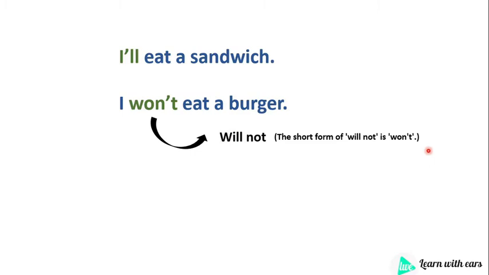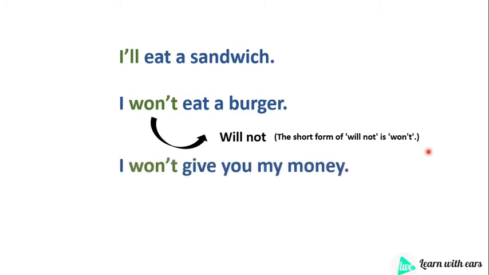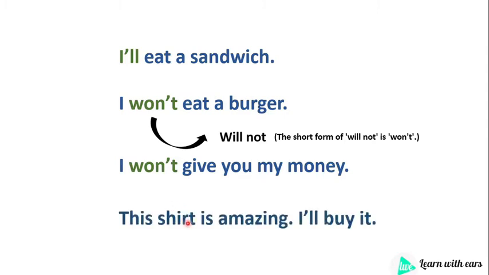Next sentence is, I won't eat burger. Okay? I will, I'll, it's a positive sentence. I won't, I will not, it's a negative sentence. I won't means I will not, the short form of will not. Next, I won't give you my money. This shirt is amazing. I'll buy it. Okay? So these are sudden decisions. So we use will or will not.